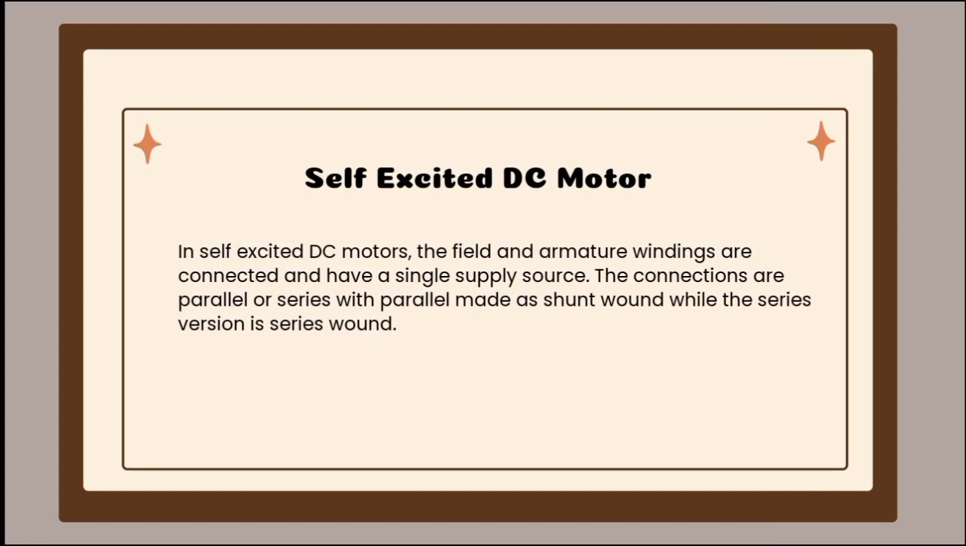Self-excited DC motor. In self-excited DC motors, the field and armature windings are connected and have a single supply source. The connections are parallel or series, with parallel made as shunt wound, while the series version is series wound.